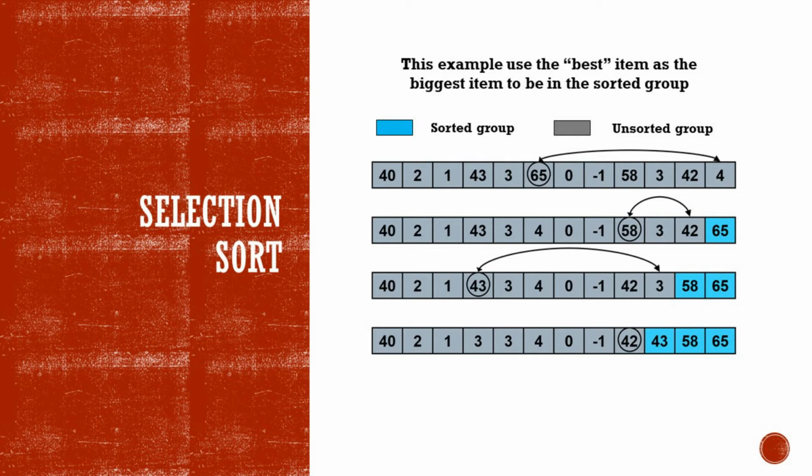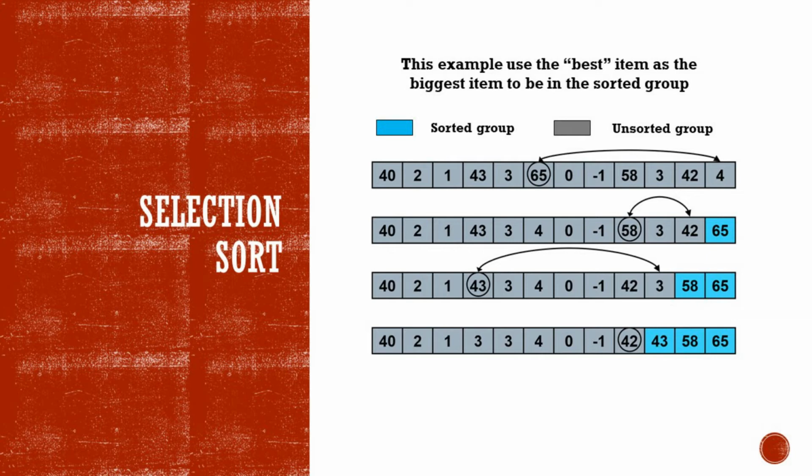Firstly, they find 65 because 65 is the biggest one, so it will swap places with the number 4 and move to the right side, to the sorted group. And then 58 is the biggest one, and it will move to the sorted group, which is the blue one. And 43 is the biggest one in the unsorted group, and then we move it to the sorted group.